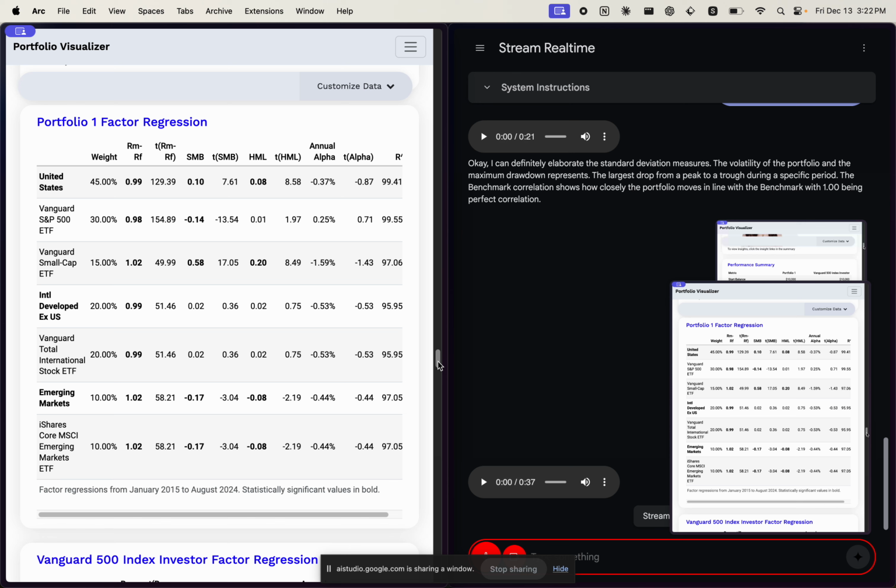Okay, so let's look at international developed ex-US. You said something about the annual alpha, right? In the graph, it's negative 0.53%. Like, what does that actually mean? Please describe that to me.